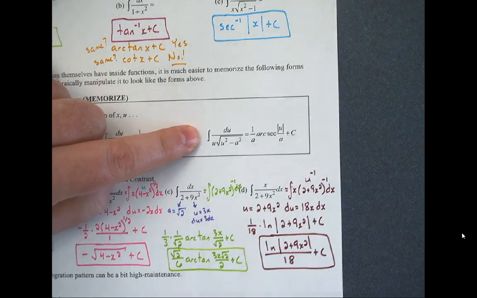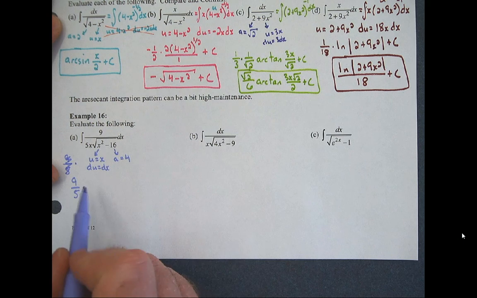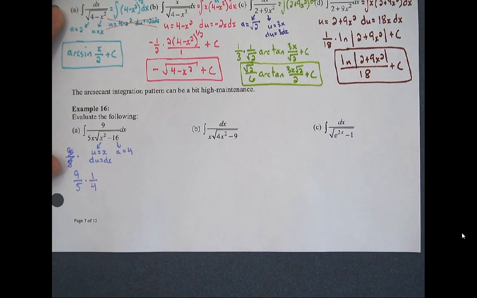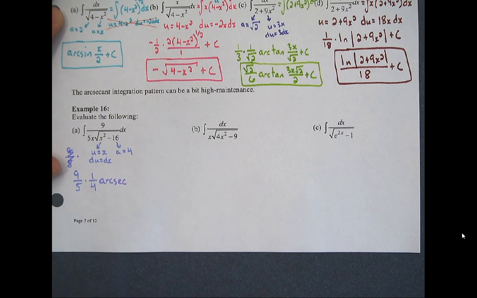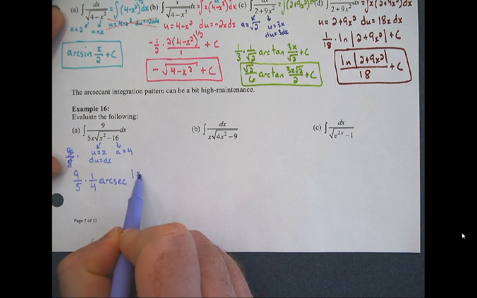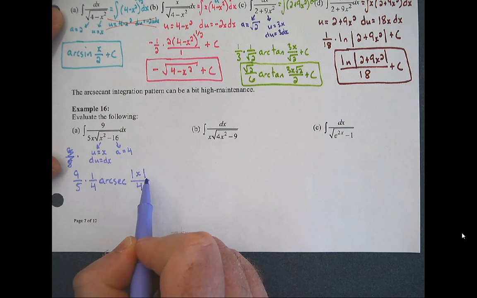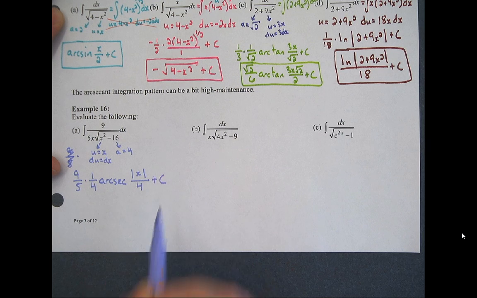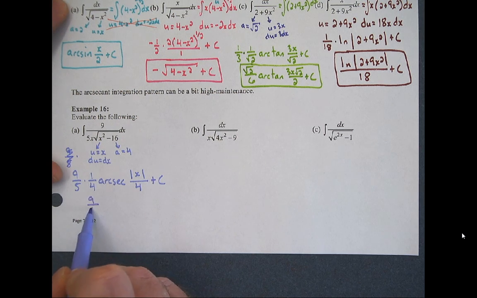So I can just go back up here and follow this crazy formula. It's 9/5 times 1 over a, we said a was 4, times the arc secant of the absolute value of u, which we said was x, over a, which is 4 for us. And then what can't you forget? Plus C. Not too bad to clean this up. I would expect you to be able to clean this up. Let's try 9/5. How about 9/20?